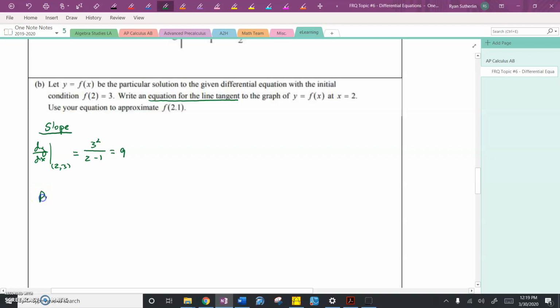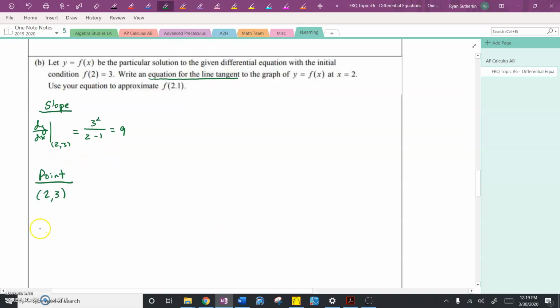Next, we need the point that the tangent line is going to use, and that's given to us by f of 2 is 3. So the point is (2, 3). And then we can write our tangent line equation. Now, if you remember, we've always said just write it in point-slope form. Because I know I'm going to be finding the value of the function, I'm not going to distribute everything. I'm just going to move that 3 over to the right-hand side.